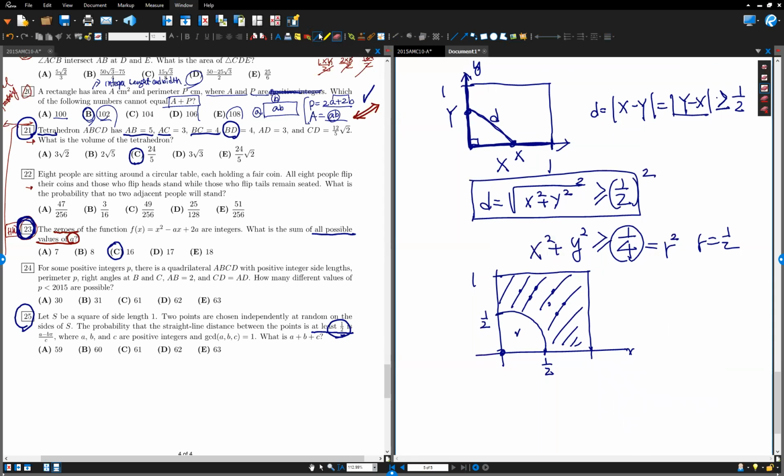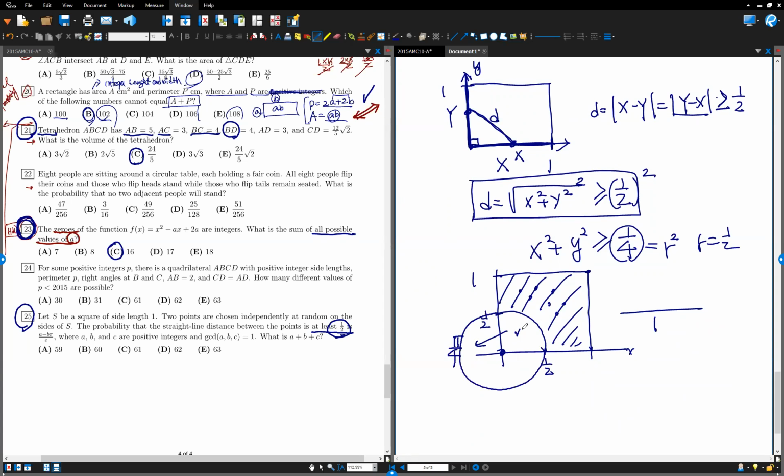Okay. So what is the probability over here? Can you find the probability? Okay, use the area, right? This is geometric anyway. The total area is 1. What is the area of this one? Pi r squared, right? Pi over 4.